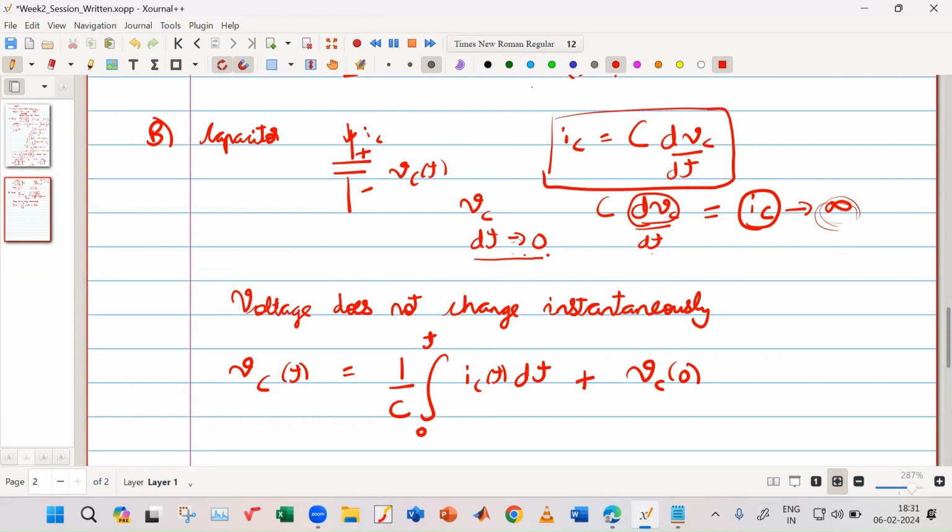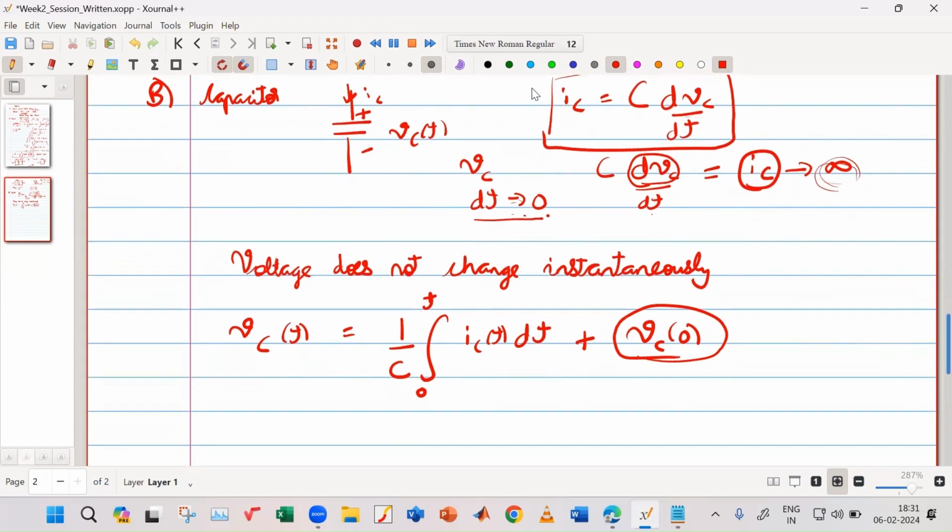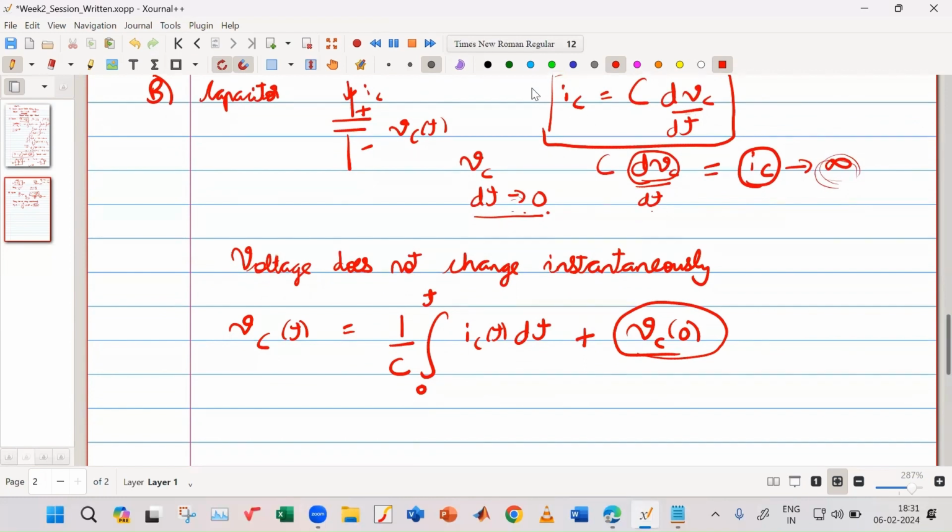You must not forget this. This cannot be neglected. This is a very simple equation, and you can do the integration and get the same equation. This you must remember.